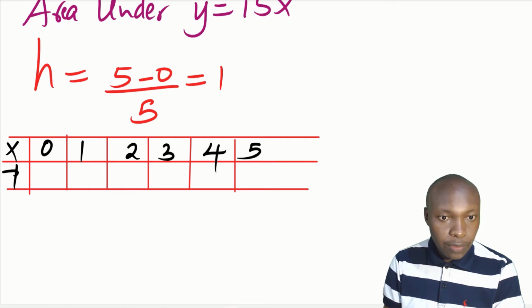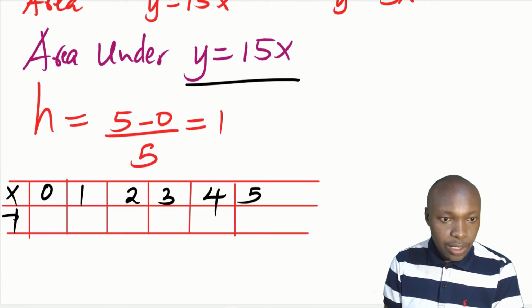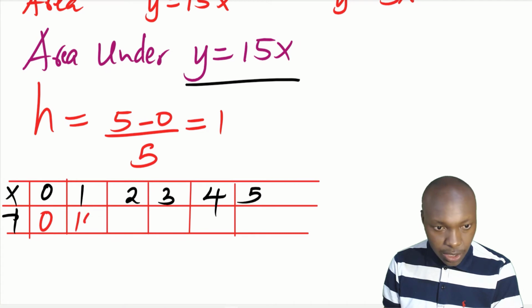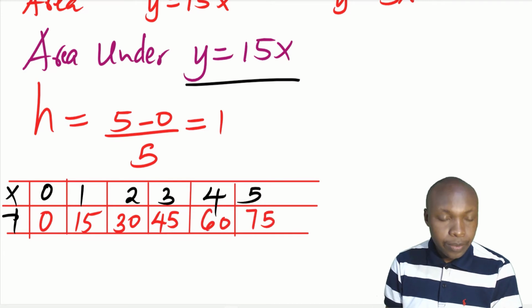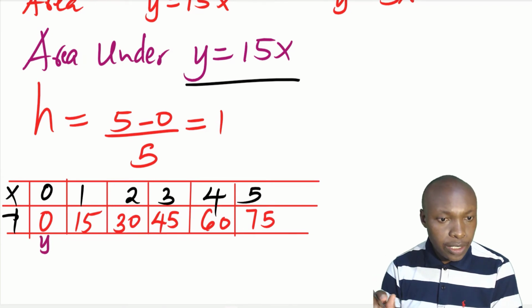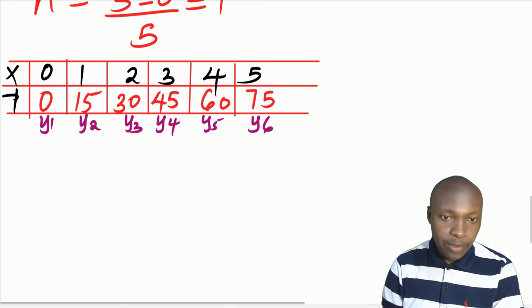And then using that function y = 15x to fill this table, substitute the value of x with the x values there to get y. I'll do it very fast. This will be 0, this will be 15, this will be 30, and this will be 45. Then the other one gives 60, and then 75. So that is the table. It's good to label these y1, y2, and so on, so that you can substitute in the formula: y1, y2, y3, y4, and y5 is okay.